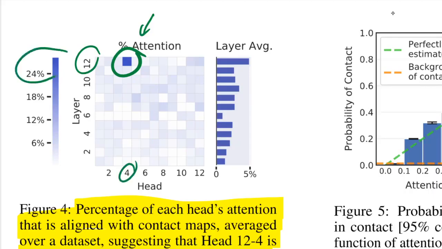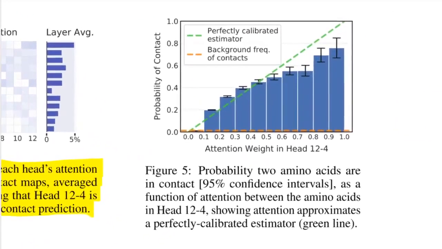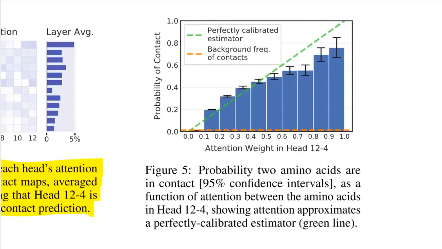Now you can see that it's not like always, it's like 25% of its attention, but significantly more than anything else right here. In fact, if you group the things by this attention, you can build the following plot. So you can see right here, the probability two amino acids are in contact as a function of attention between the amino acids in head 12.4. Showing attention approximates a perfectly calibrated estimator, which would be the green line.